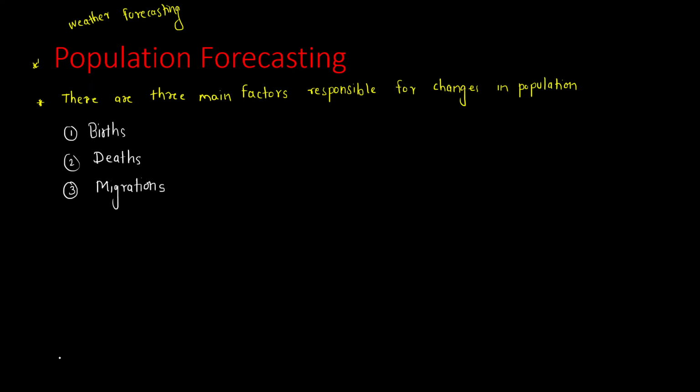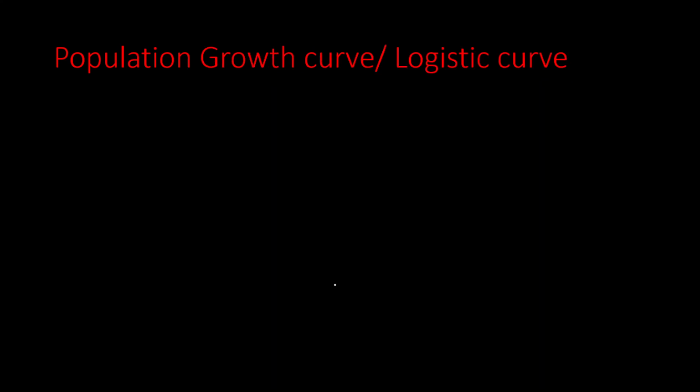Now how is this population found out? This population can be found out by using some probabilistic methods. We cannot exactly find out the population after a certain period. We can only find out an approximate population based on the previous trends, by mathematical formulas. To find this approximate population, we will be using a curve called the growth curve or logistic curve. First we'll draw this.